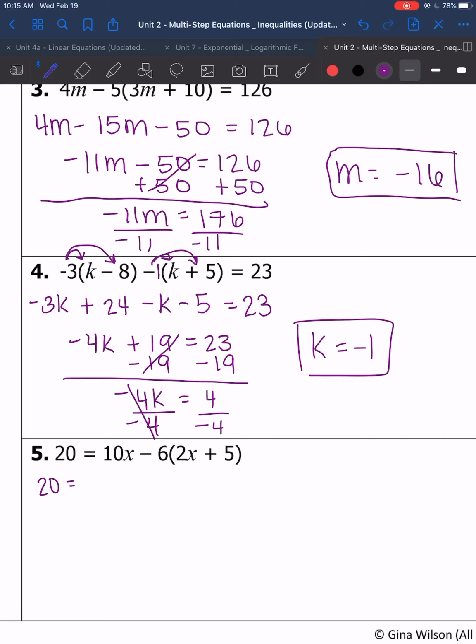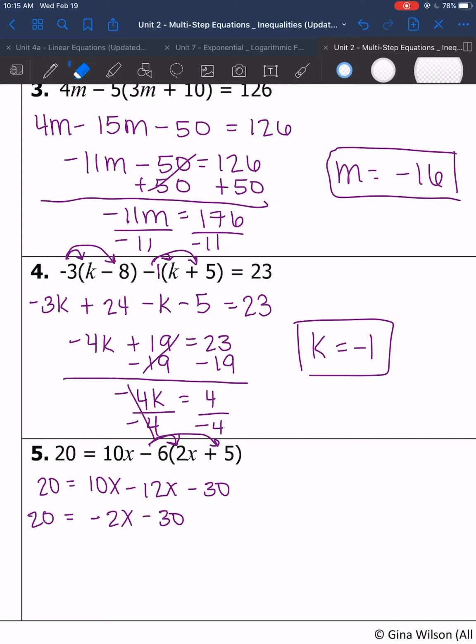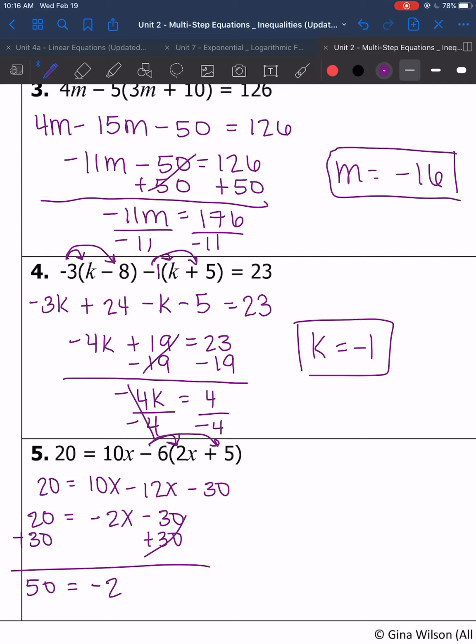20 equals 10x, and then I have to distribute my negative 6. So negative 12x and then negative 30. So I get negative 2x minus 30 equals 20. So negative 2x equals, oops, hang on, sorry, I jumped the gun. So I'm going to add 30 to both sides. So I get 50 equals negative 2x, and divide by negative 2, and x equals negative 25.